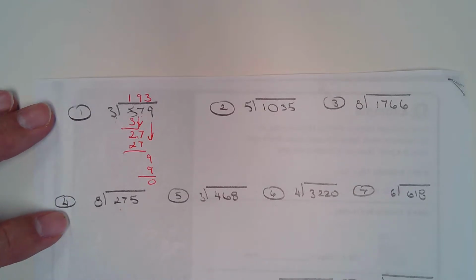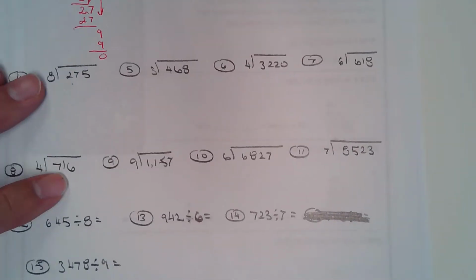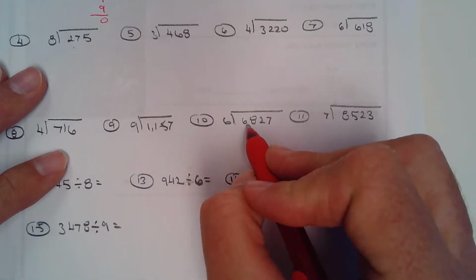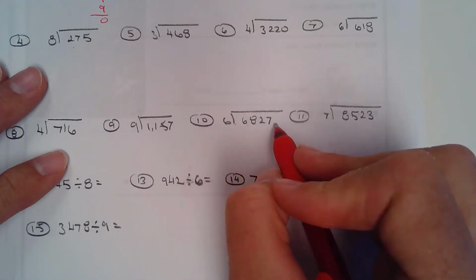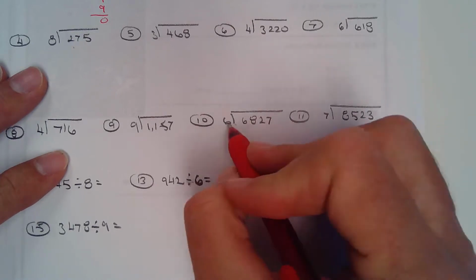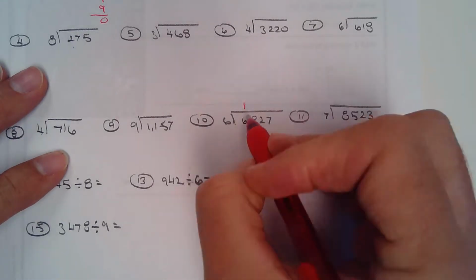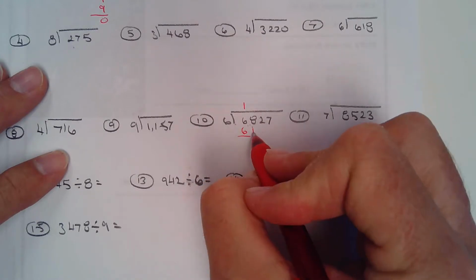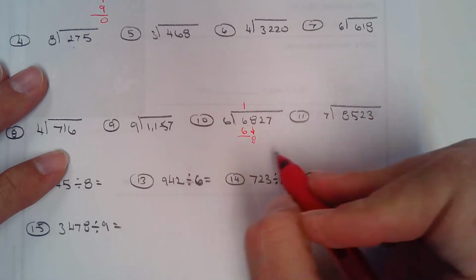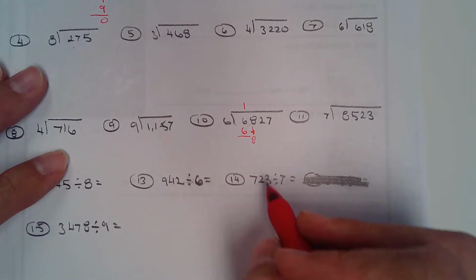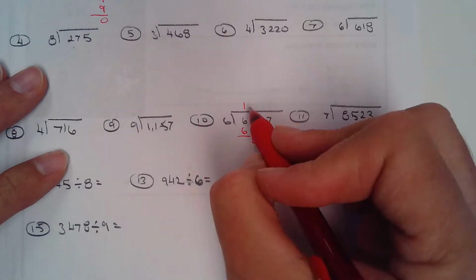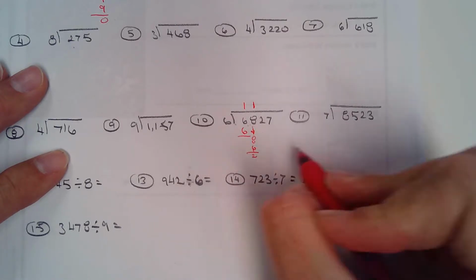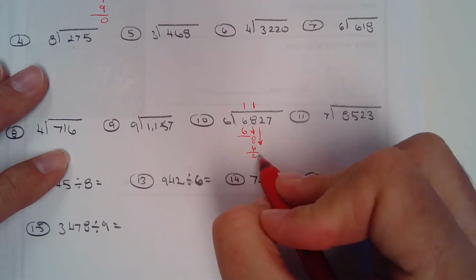How about number 10? Let's jump down here. 6 goes into 6,827, how many times? Well, 6 goes into 6 once, nothing left over. Bring down the 8. Got to make sure I don't run out of room here. 6 goes into 8 once. What's left over? 2. Bring down the 2.